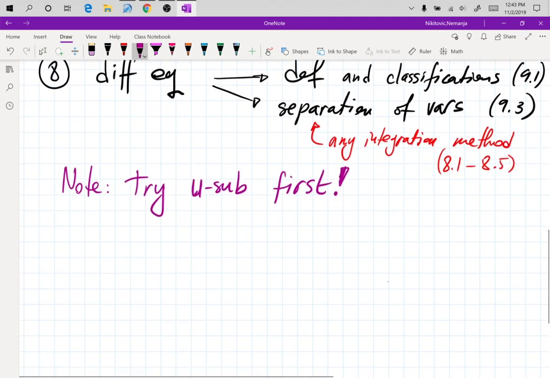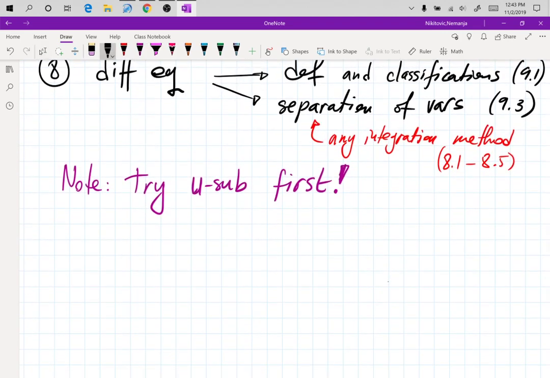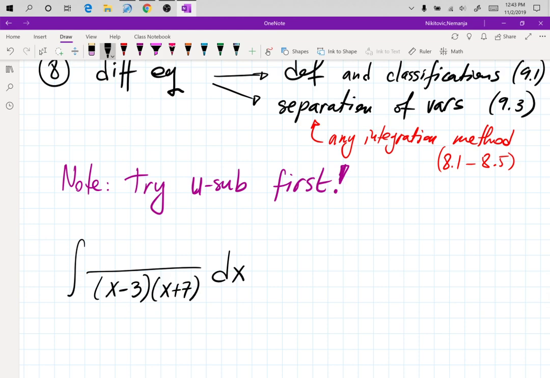So even if you have the simplest possible partial fraction decomposition, like let's say you have (x minus 3)(x plus 7) dx in the denominator, and on top you have 2x plus 4 dx. That's a U sub question. It's just ln of the denominator. Depending on the level of your integration sophistication, you could just write, oh yeah, the answer is ln of the absolute value of the denominator plus C, just by looking at it.